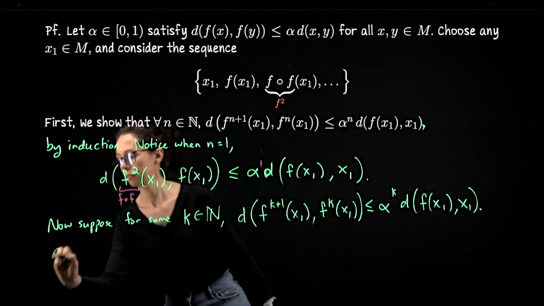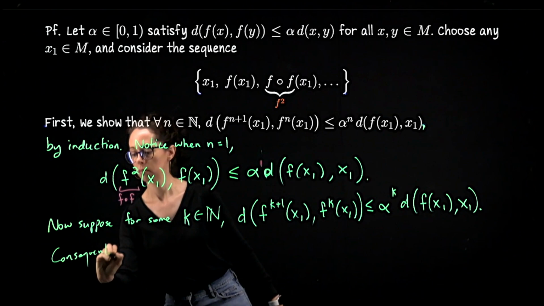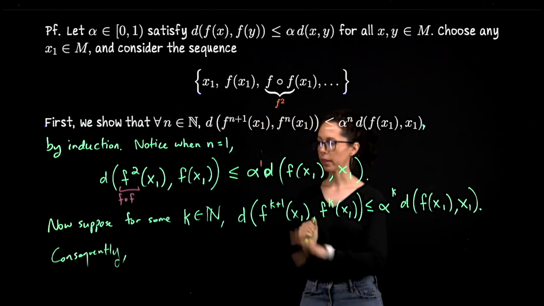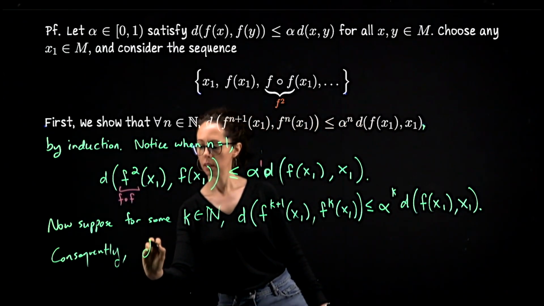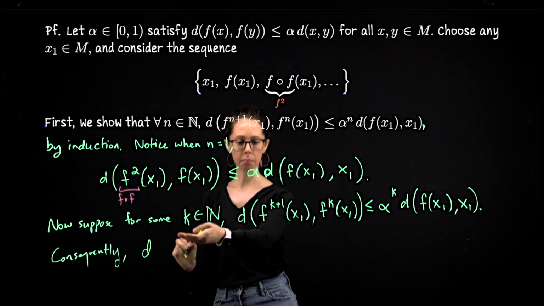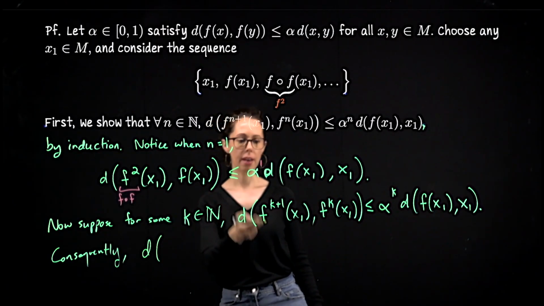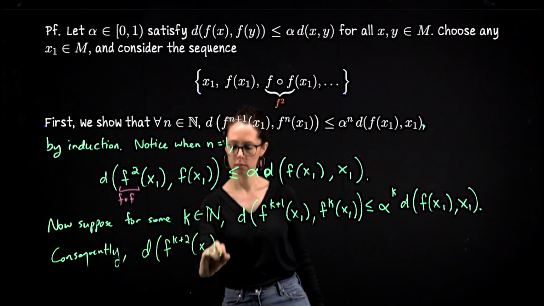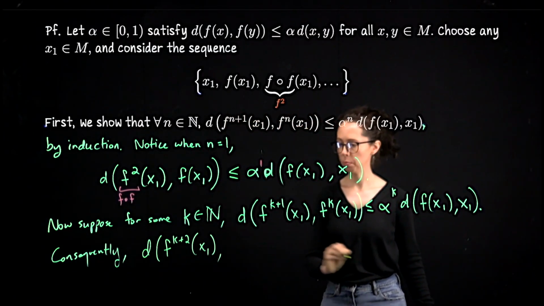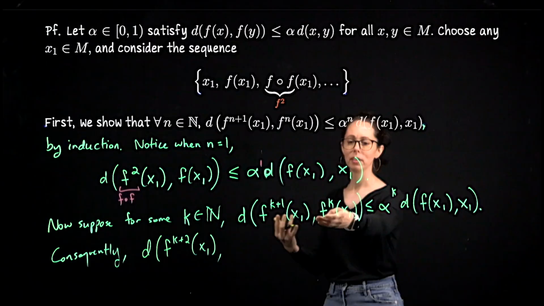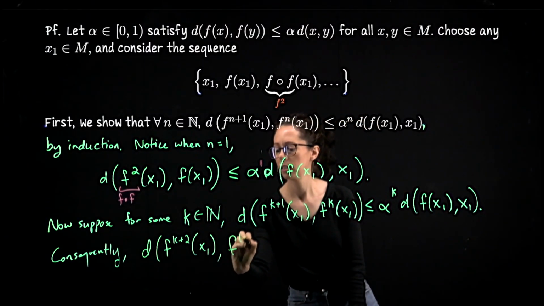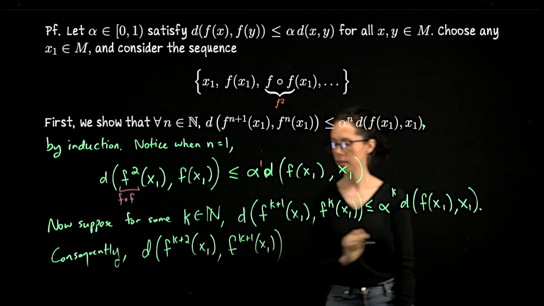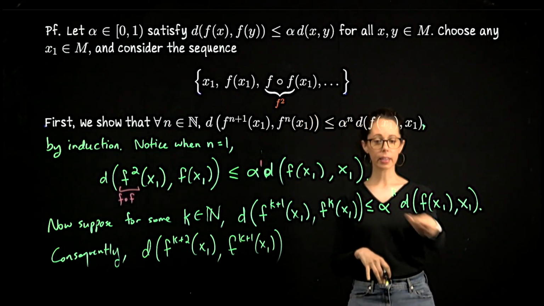Consequently, we go up to the k plus 1th term, the next term, d of f of k plus 1 plus 1, and f of k plus 1, I mean composed with itself k plus 1 times. There we go. So the distance between these two terms, I'm not immediately going to apply the hypothesis.